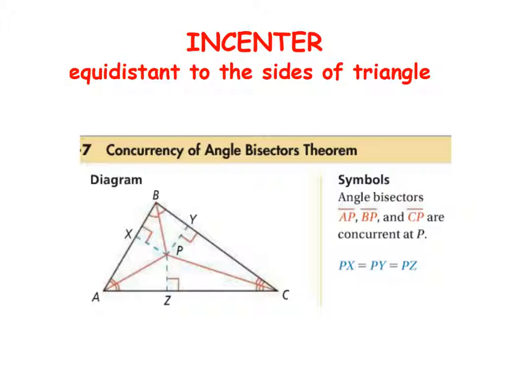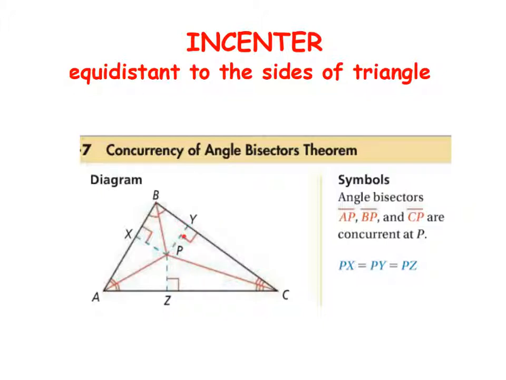Let's talk about the incenter. Now, the incenter is the point of concurrency for all the angle bisectors. So when you look at this picture, and again, it gets pretty messy, but they've done an angle bisector right here and just drawn it on. Angle bisector, angle bisector. And it creates this point right here at point P. That's called the incenter. That actually lands someplace different than if it was the circumcenter.